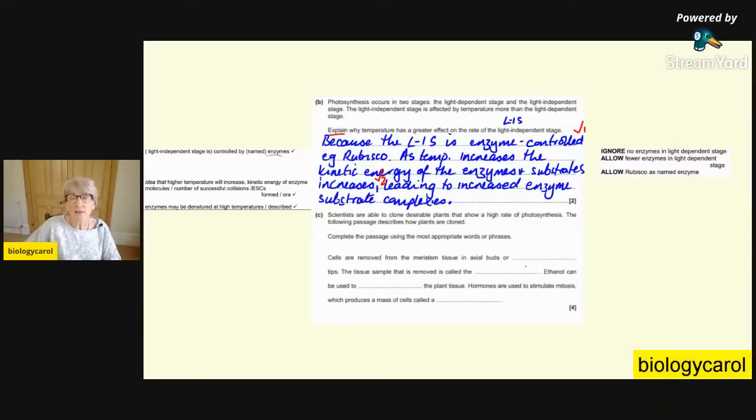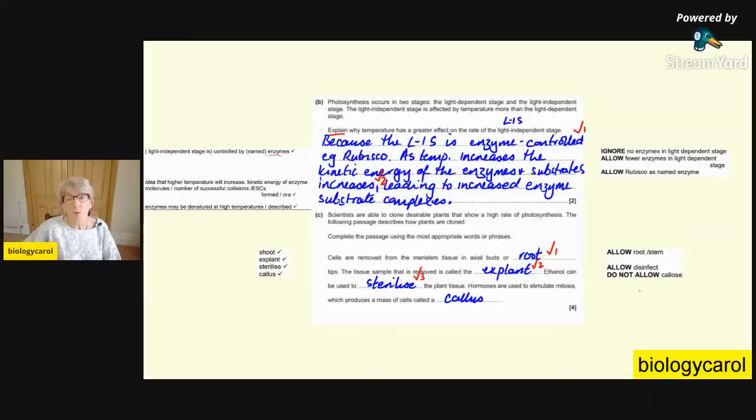Right, okay, complete the following passage. Cells are removed from the meristem tissue in axial buds or root tips. I kind of thought axial buds, well, that's the shoot tips, or no, they're not, but they're on the shoot. So I did root tips. The tissue sample that is removed is called the explant. Ethanol can be used to sterilize, and the mass of cells is called a callus. So there's the standard mark scheme, but the notes allowed me to have root.